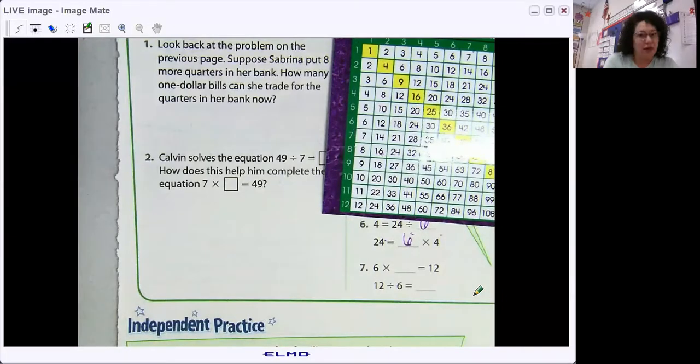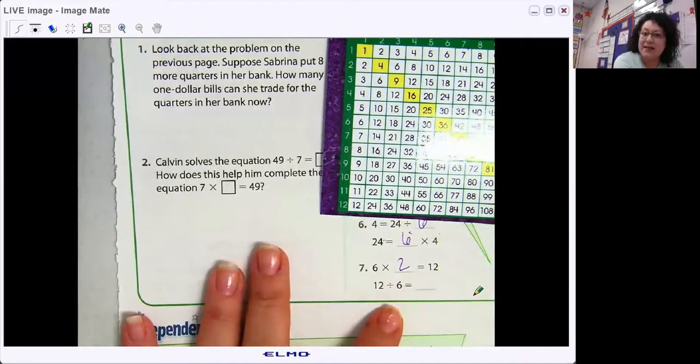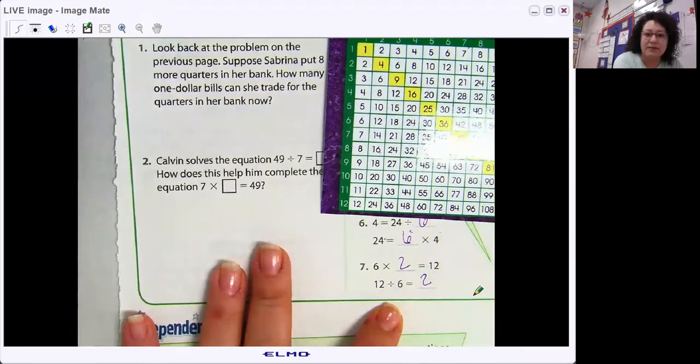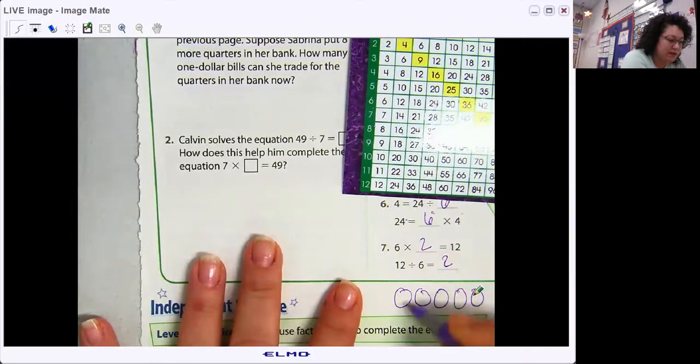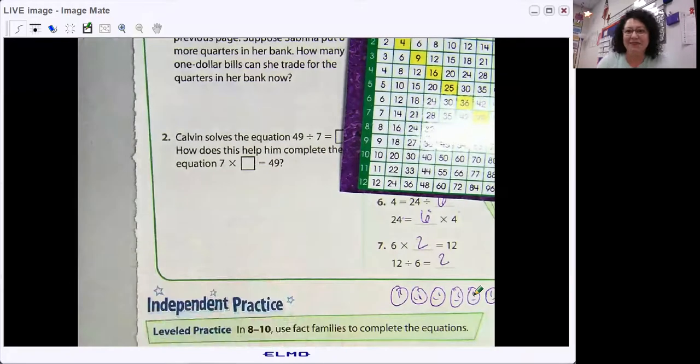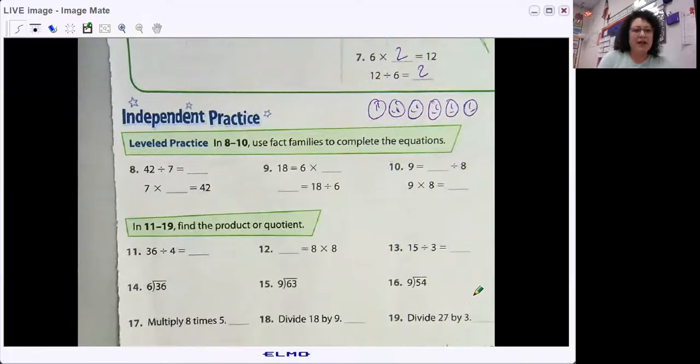6 times what makes 12? Oh, you should already have the answer to that written down. 6 times 2 is 12, which means 12 divided by 6 is also 2. And we can prove it, okay? 6 circles, 12 dots, 1, 2, 3, 4, 5, 6, 7, 8, 9, 10, 11, 12, 2 dots in each, okay? This is just practicing today. Nothing new. Your job right now is to complete the page, 8 through 19.